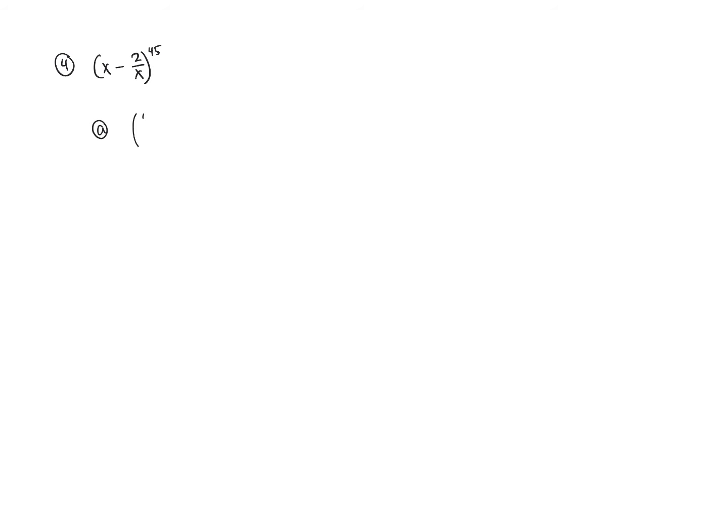So the first term would be 45 choose 0, x to the power of 45, negative 2 over x to the power of 0. The second term would be 45 choose 1, x to the power of 44, negative 2 over x to the power of 1. And then the third would be 45 choose 2, x to the power of 43, negative 2 over x to the power of 2. So notice 45, 44, 43, and 0, 1, 2.